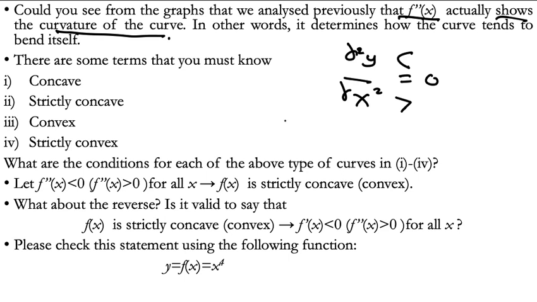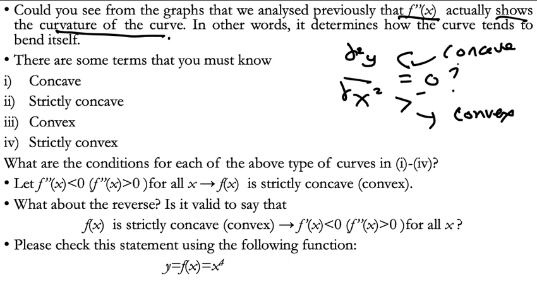Now, if the second derivative is equal to 0, what does it mean? You already know that if it is less than 0, that means it is concave. If it is more than 0, that means it is convex, isn't it? But what does it mean if it is equal to 0? Then it means at that particular point, the slope of the curve is actually flat, isn't it?